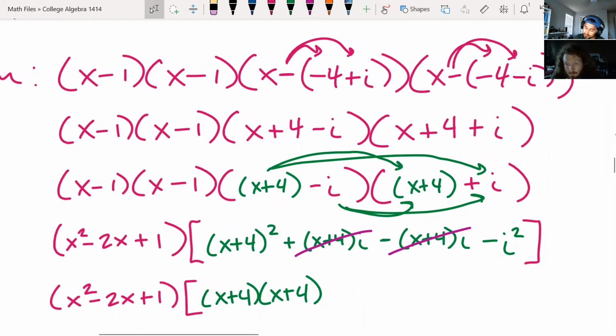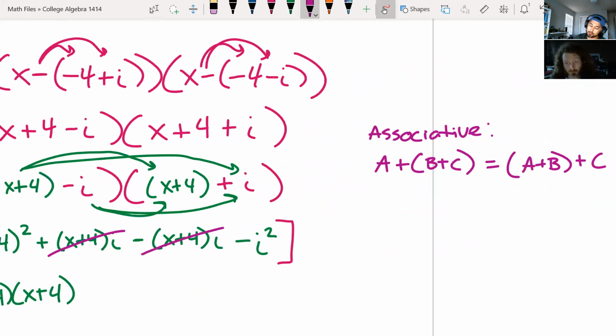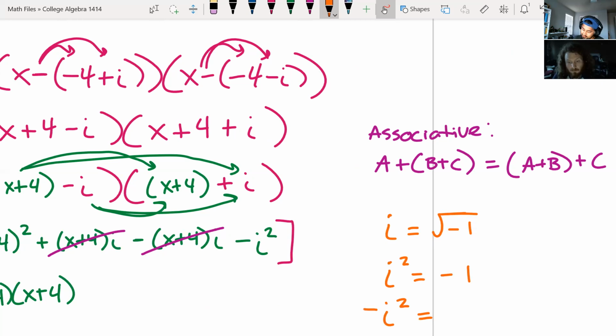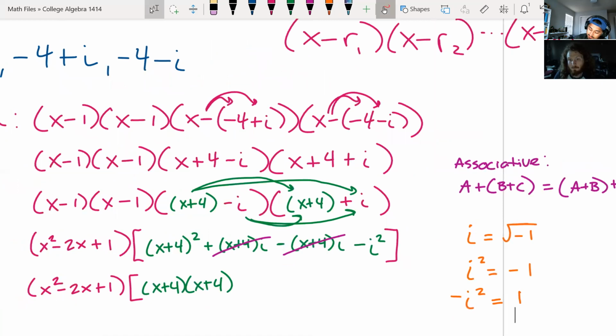Okay. And then last, what is i squared? First off, what is the value of i? The square root of negative 1, right? Yes. Then what would i squared be? Negative 1. And then what would negative i squared be? Just 1. There you go. So that means now you just get x plus 4 times x plus 4 plus 1. All good?